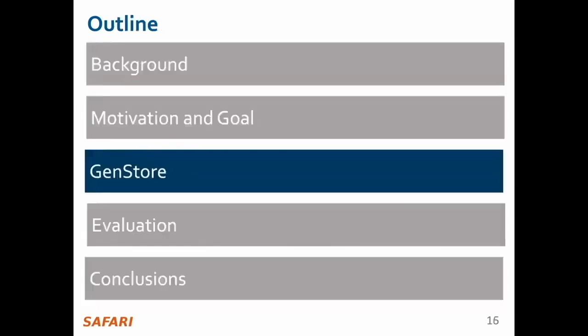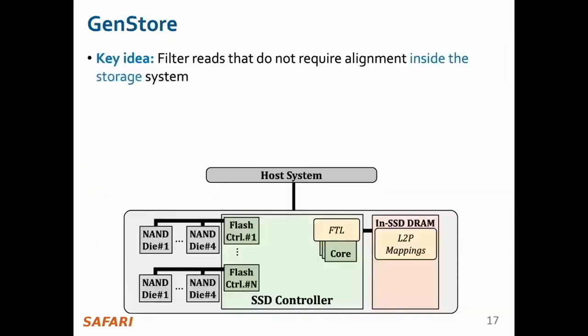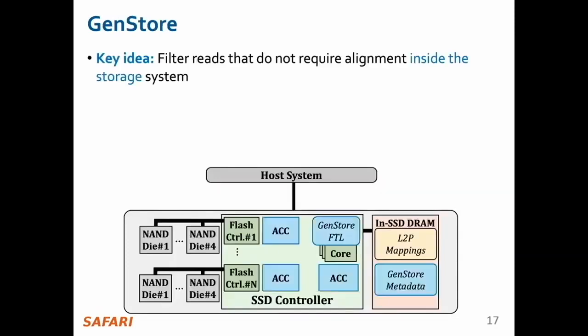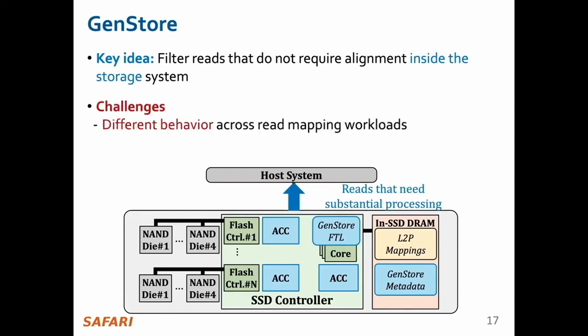To this end, we propose GenStore, which is the first in-storage processing system designed for genome sequence analysis. Our key idea is to filter reads that do not require alignment inside the storage system and send the unfiltered data to the host system for further processing. However, filtering reads in a modern SSD can be challenging due to different behavior across read mapping workloads and the limited hardware resources in the SSD. We will get into these challenges in more detail.